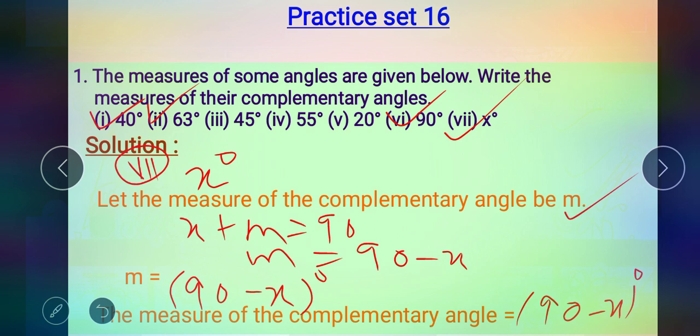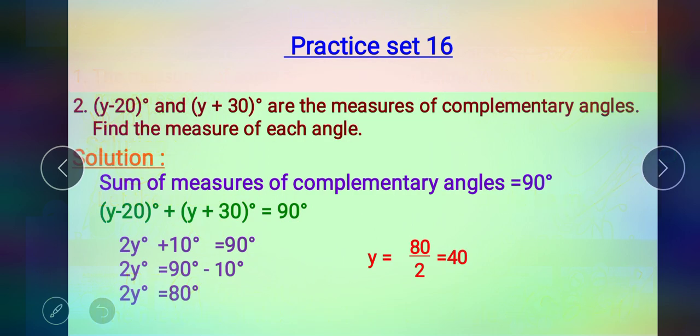I'll stop today's lecture here. In the next lecture, students, we'll continue with the second sum, and we'll practice the other sums.